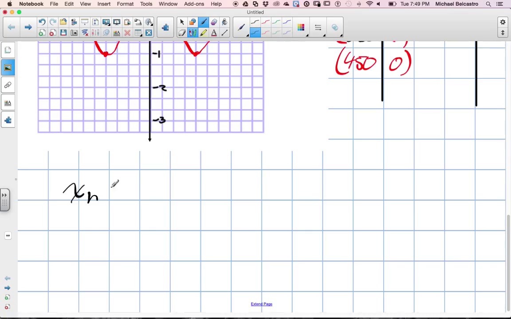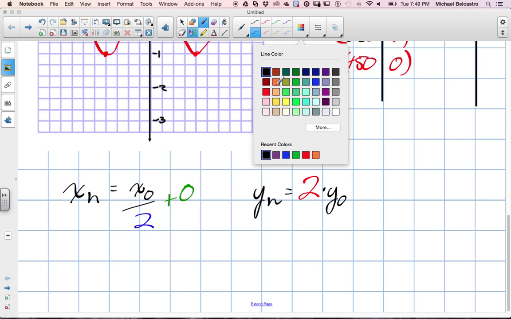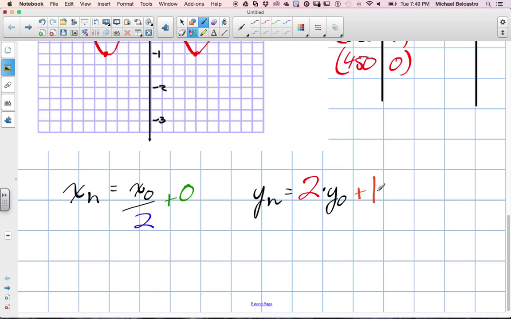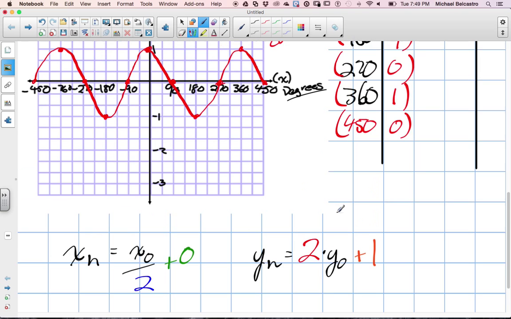Our new x is equal to our old x over the k value, which was 2. And the d value is 0, so I can put plus 0, but it's really going to be whatever the coordinate is, we're dividing by 2. And the new y value is equal to the a value, which is 2, times our old y value, plus c, which was positive 1. So plus 1. So we're going to constantly plug these values in to find it.